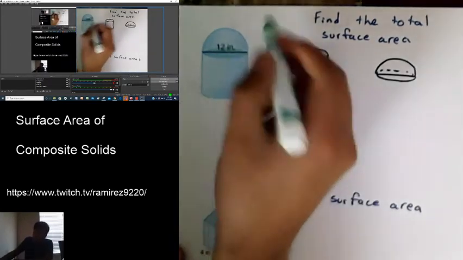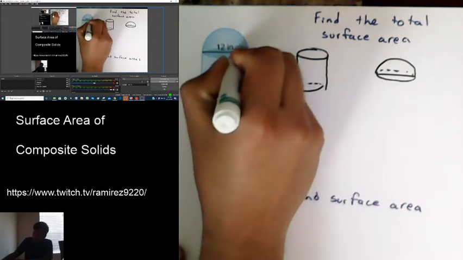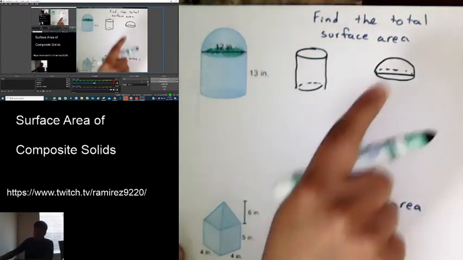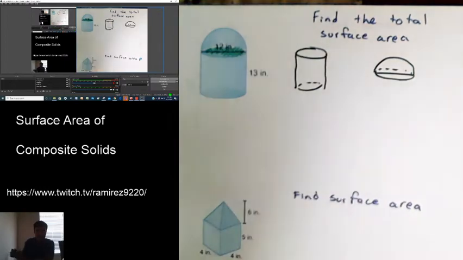Here, the area where this one lies on top of this is not being exposed as a surface. So you just have to keep that in mind. When you're finding the surface area, just be careful.